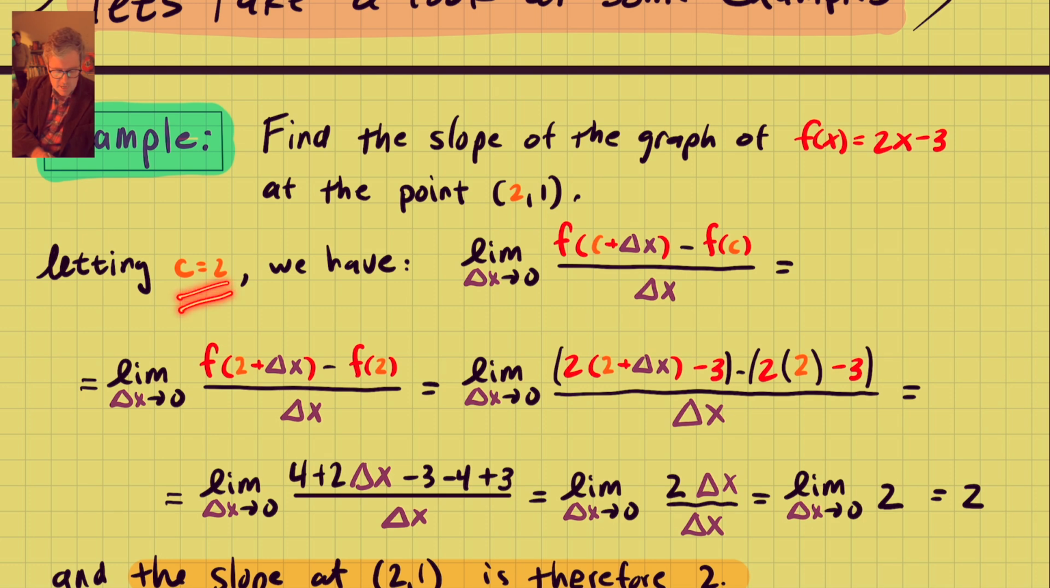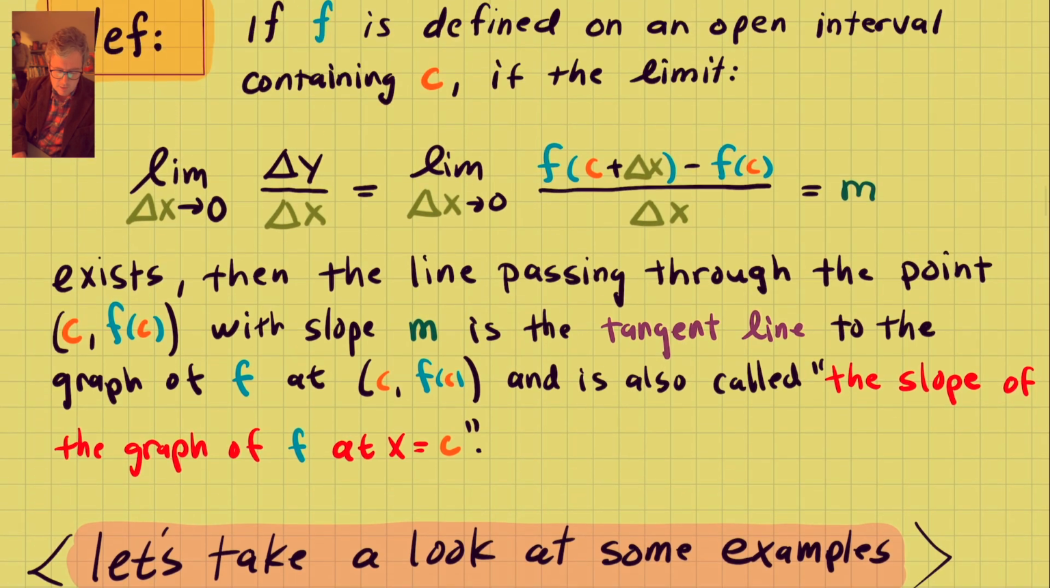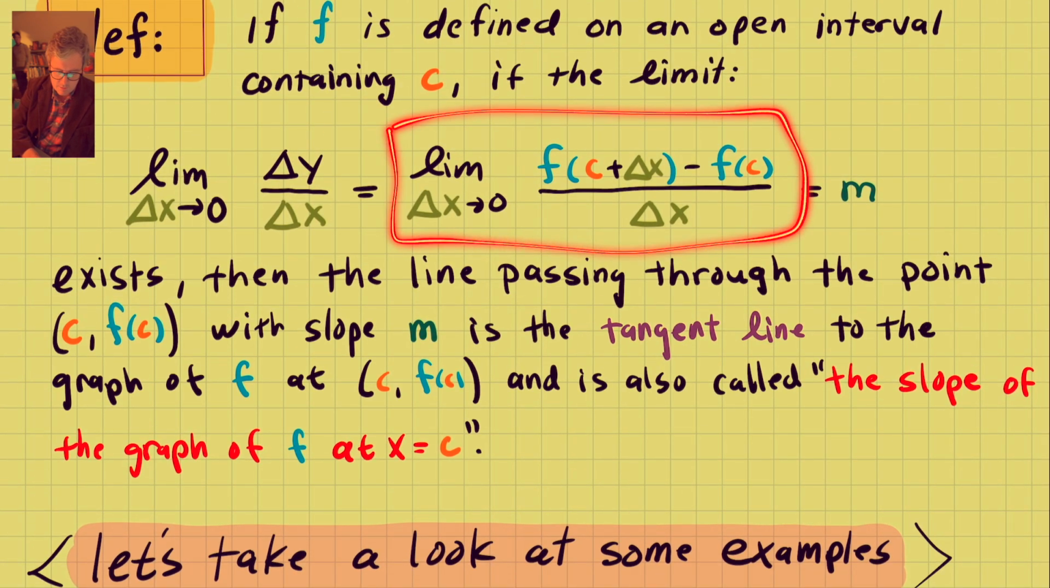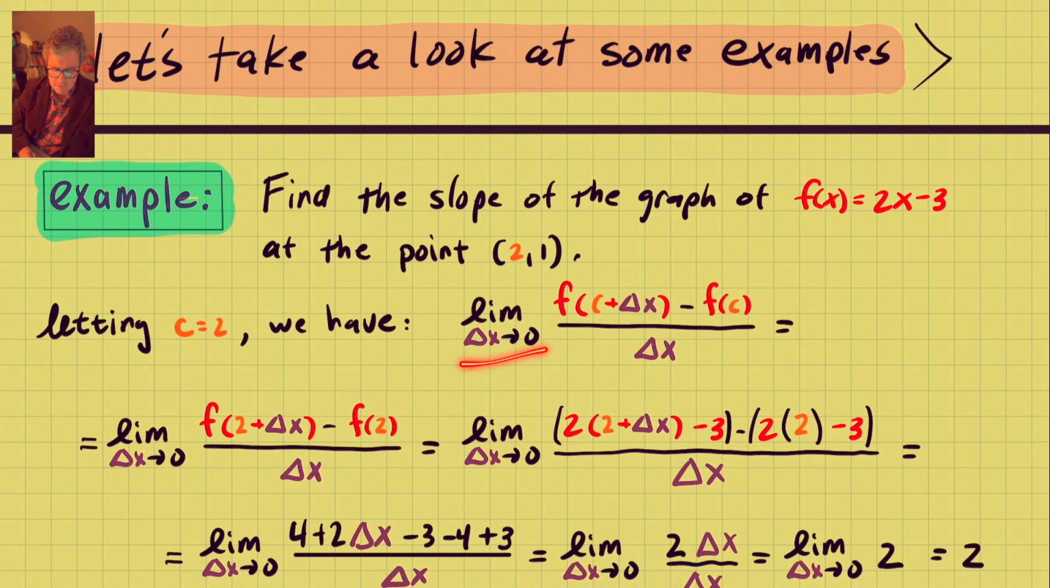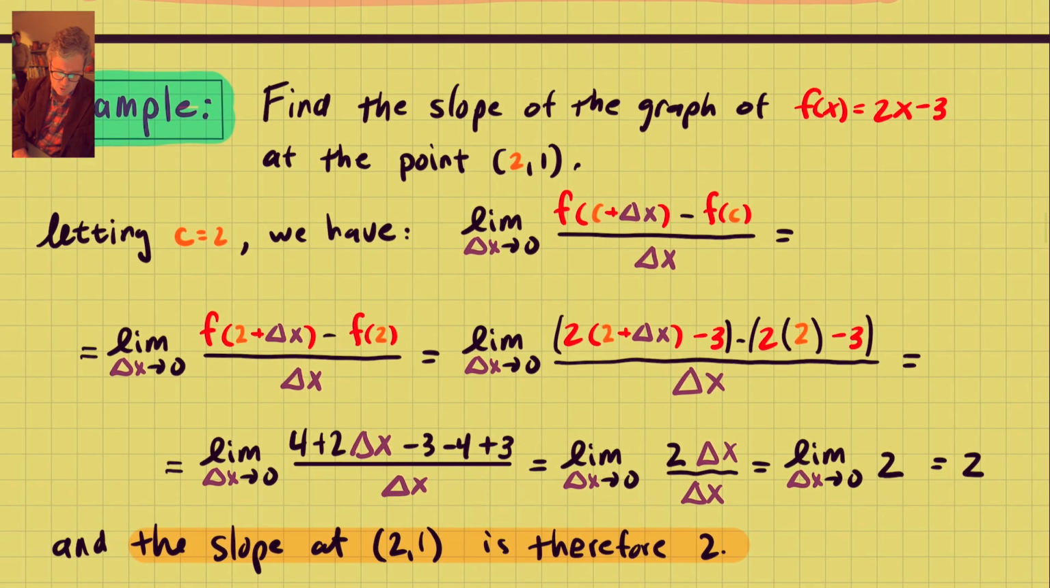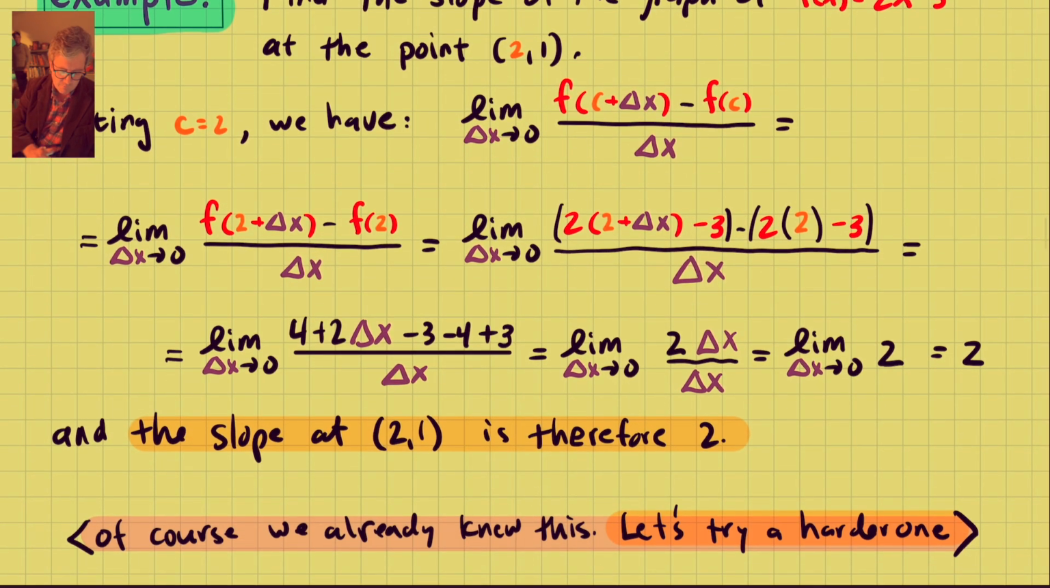So let's let c equal 2, okay? And let's just plug into this formulation here. So we've got the limit as delta x goes to 0 of f of c plus delta x minus f of c, divided by delta x. Now let's plug in the actual function. First we'll plug in the 2 for c. So f of 2 plus delta x minus f of 2, all divided by delta x.